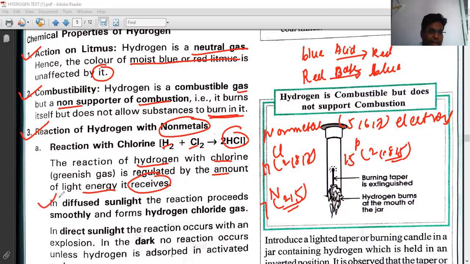Now the next point: in diffuse sunlight, the reaction proceeds smoothly and forms hydrogen chloride gas. So there is no requirement of more sunlight. It reacts with chlorine in the diffuse light of the sun and produces HCl. So write these 3 points, then I will explain the next one.